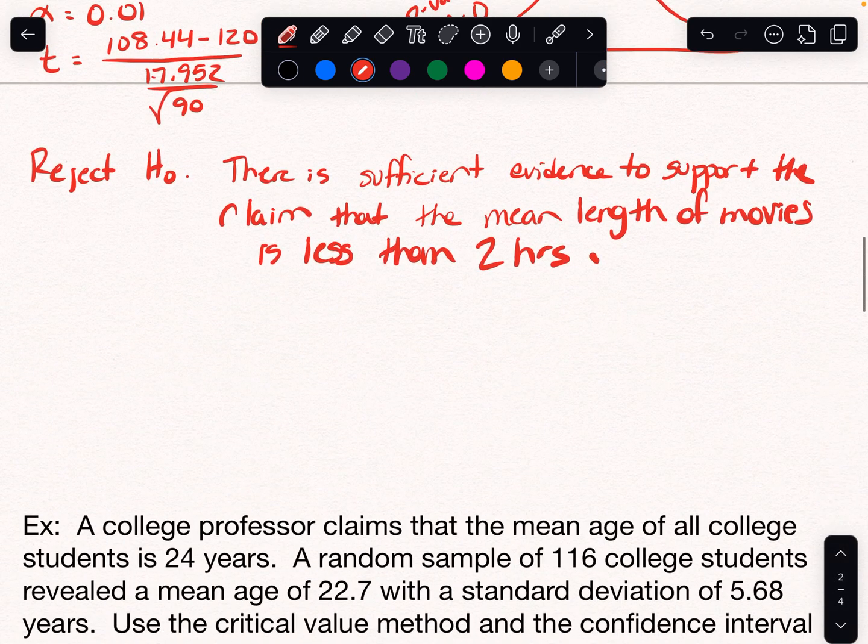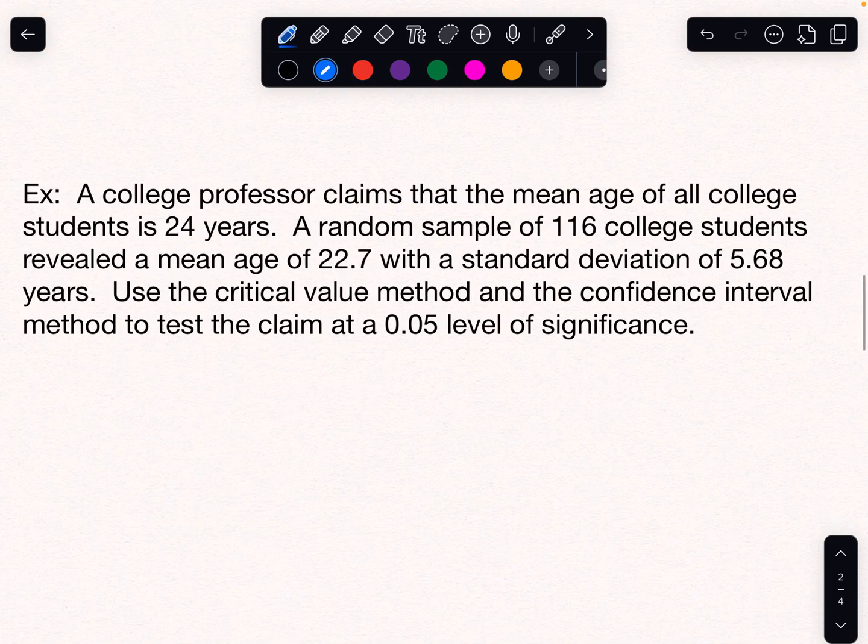Okay, let's do a third example. So I want to practice the critical value method and the confidence interval method just so we have that down packed. Okay, so a college professor claims that the mean age of all college students is 24 years. Interesting. A random sample of 116 college students revealed a mean age of 22.7 with a standard deviation of 5.68 years. Use the critical value method and the confidence interval method to test the claim at a 0.05 level of significance.